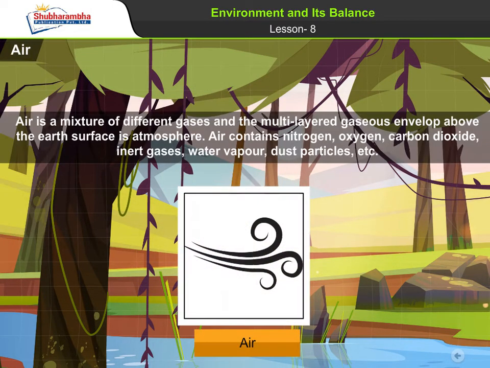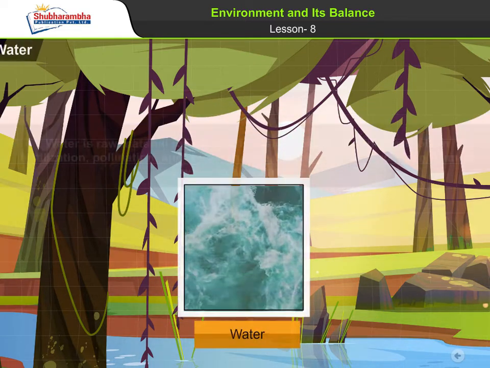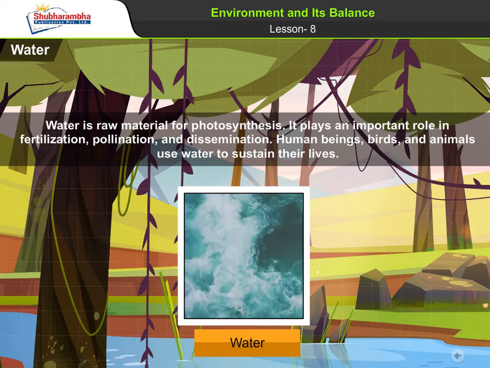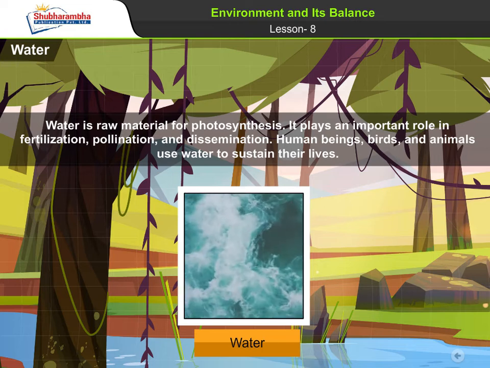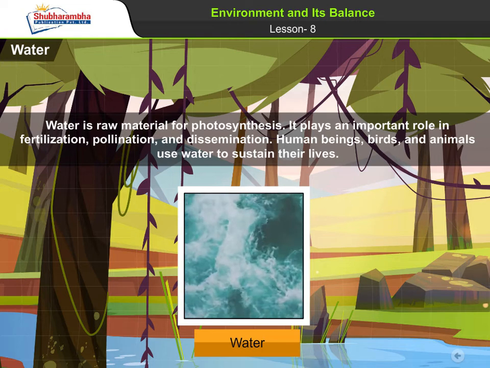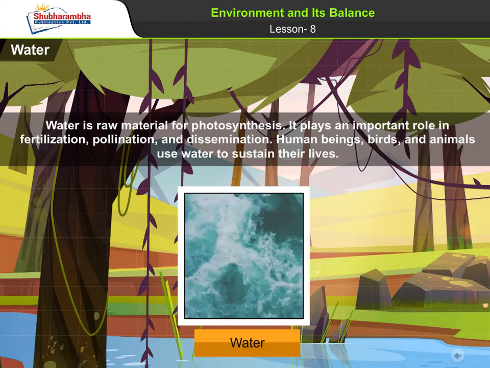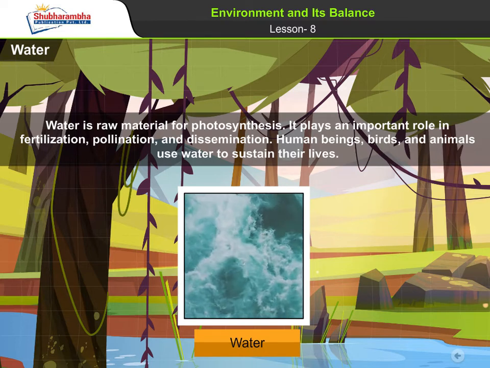Air. Air is a mixture of different gases, and the multilayered gaseous envelope above the Earth's surface is atmosphere. Air contains nitrogen, oxygen, carbon dioxide, inert gases, water vapor, dust particles, etc. Water. Water is raw material for photosynthesis. It plays an important role in fertilization, pollination, and dissemination. Human beings, birds, and animals use water to sustain their lives.